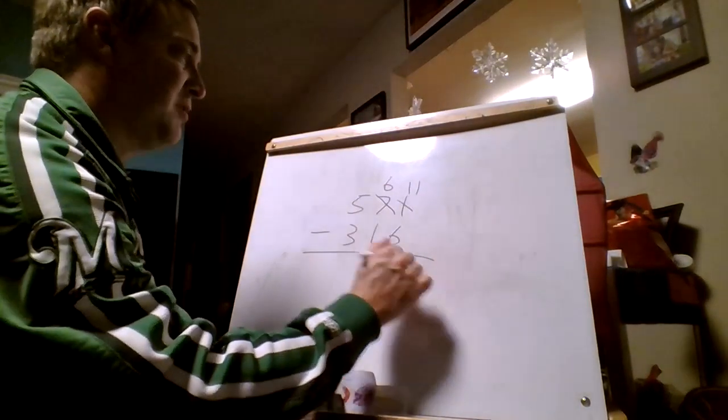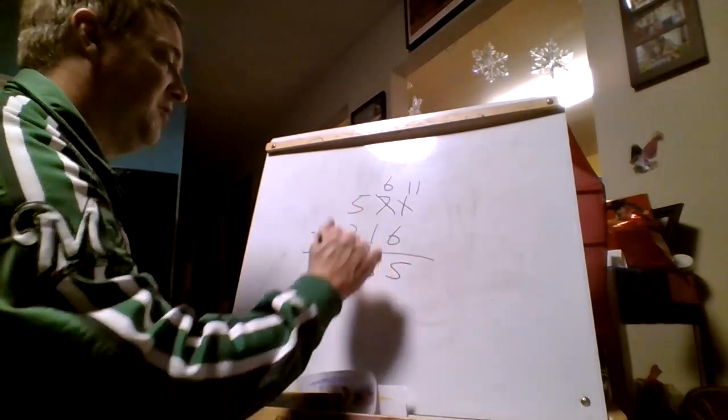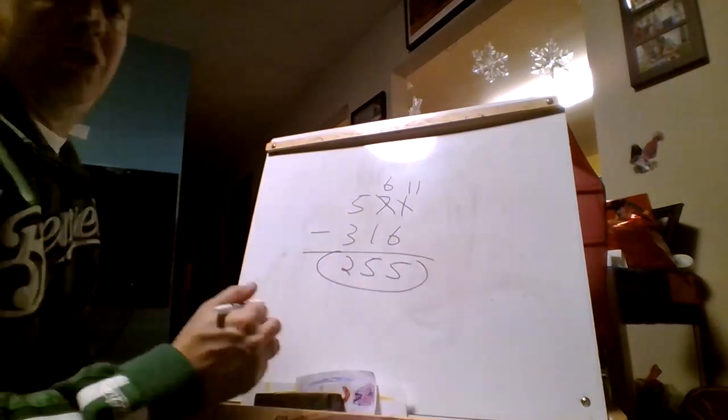11 minus 6 is 5. 6 minus 1 is 5. 5 minus 3 is 2. So the answer would be 255.